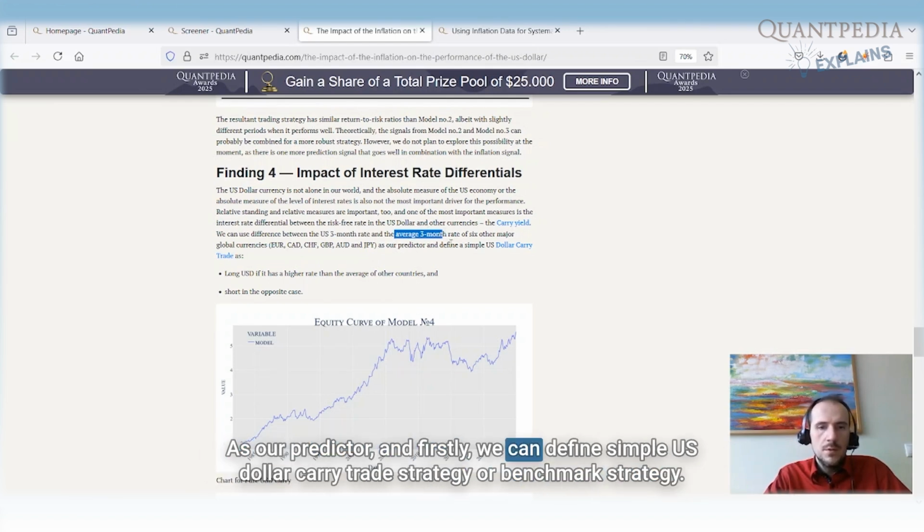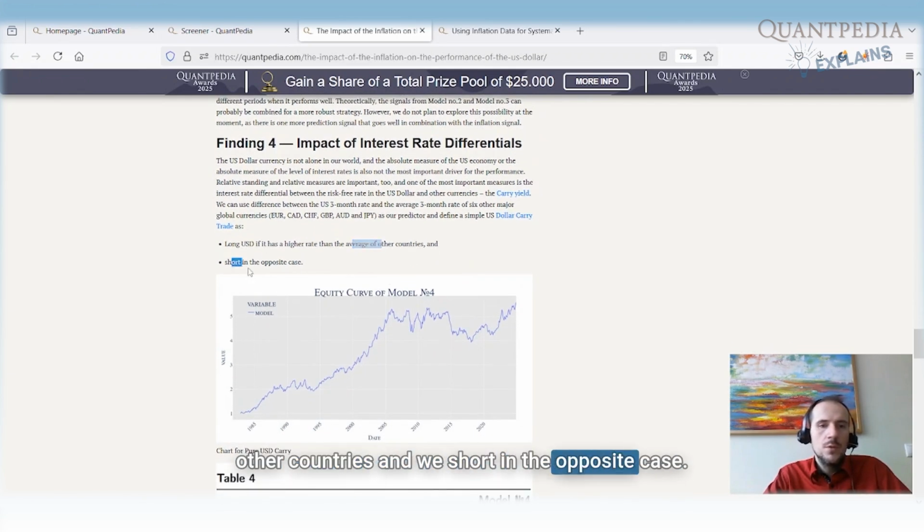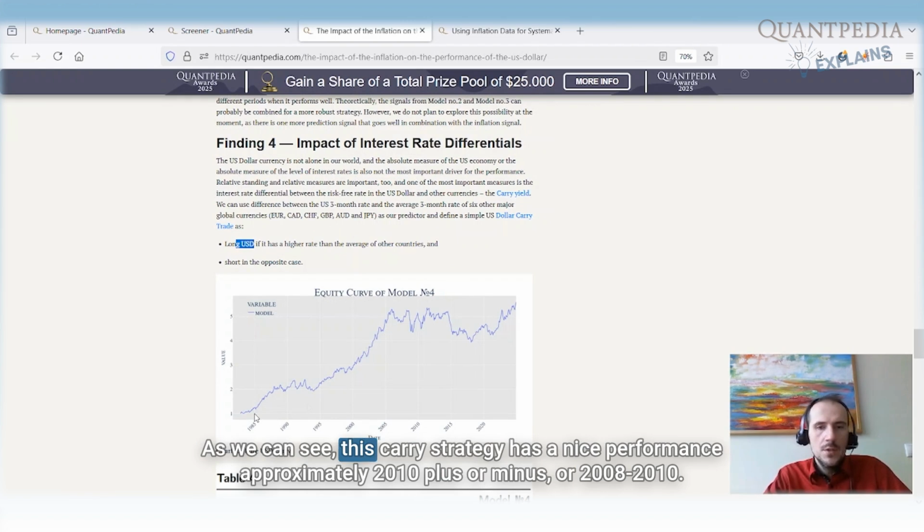Firstly, we can define a simple US dollar carry trade strategy, or benchmark strategy. What we do is go long the US dollar if it has a higher rate than the average of the other currencies or other countries, and we short in the opposite case. So when the US dollar has a lower rate, we short the US dollar and go long the other currencies. As we can see, this carry strategy has a nice performance approximately until 2010, plus or minus, or 2008-10.